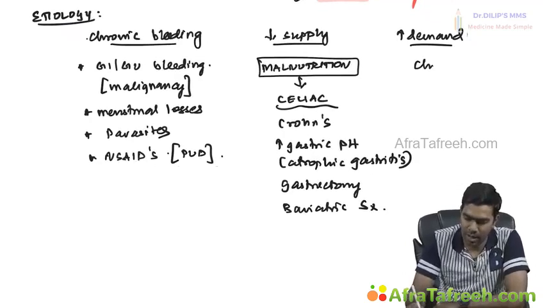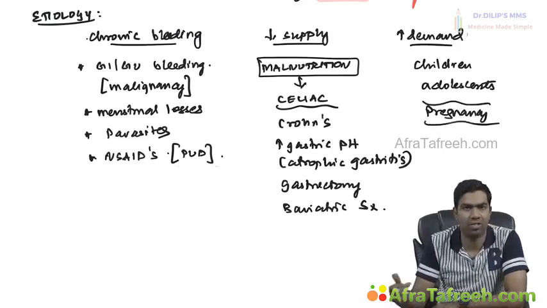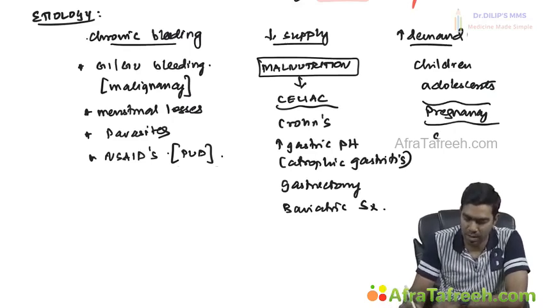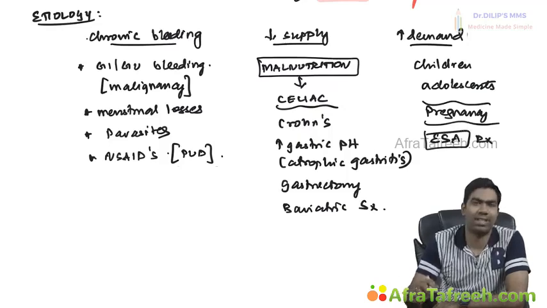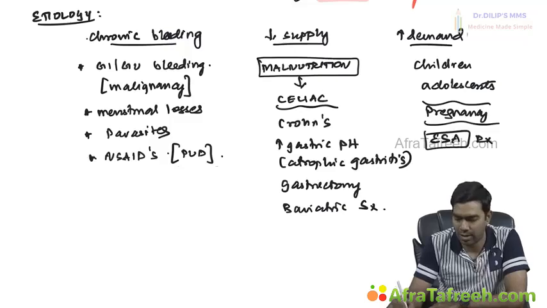Increased demand can happen in children and adolescents. We already discussed all these things, because of the growth spurt, and in patients who are pregnant, definitely high extraction by the fetus, definitely increased demand. Patients who are on ESAs, again ESA treatment will accelerate erythropoiesis. To accelerate erythropoiesis, you need a sufficient amount of iron to support it. That's the reason ESA treatment also results in increased demand, and many times patients may go for overt iron deficiency anemia.